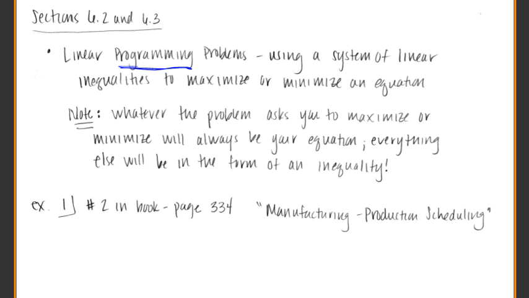And in general, these problems are always going to ask you to maximize or minimize. And whatever the problem asks you to maximize or minimize is going to be an actual equation. Okay, so when we do these problems, you're going to get one equation and a bunch of inequalities. Everything else is going to be an inequality. So you're going to have one equation, like y equals 3x plus 4. Everything else is going to be in the form of an inequality, like 2x plus y is greater than 3. Okay? That's something to keep in mind. Whatever they ask you to maximize or minimize is what you're going to be putting the equation for.